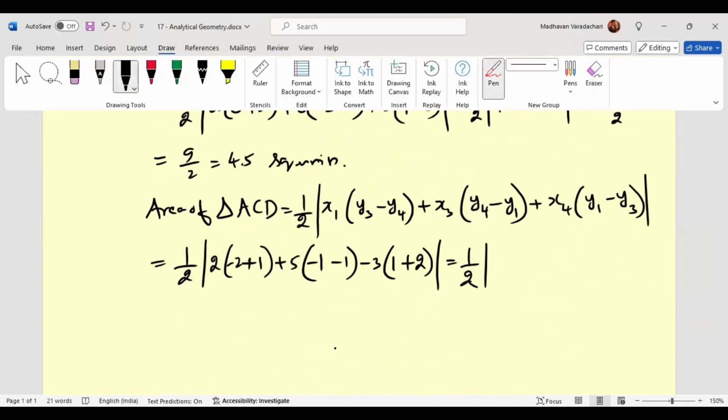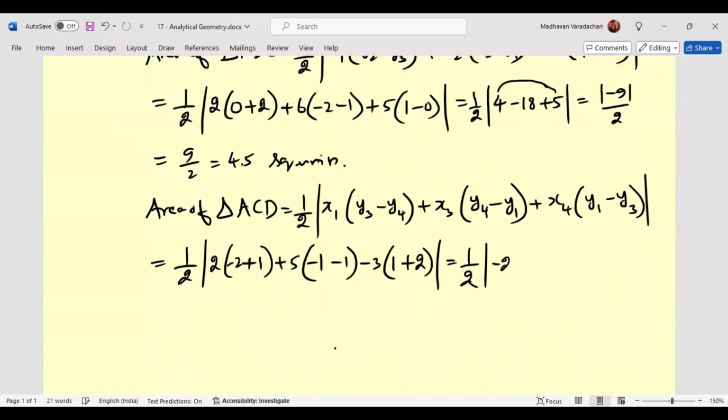-2 plus 1 is -1, plus 2 gives 1 inside the first bracket. And here it is -2 into 5, minus 10. This is -9. So you get modulus of -21 by 2, which is nothing but 21 by 2 or 10.5 square units.